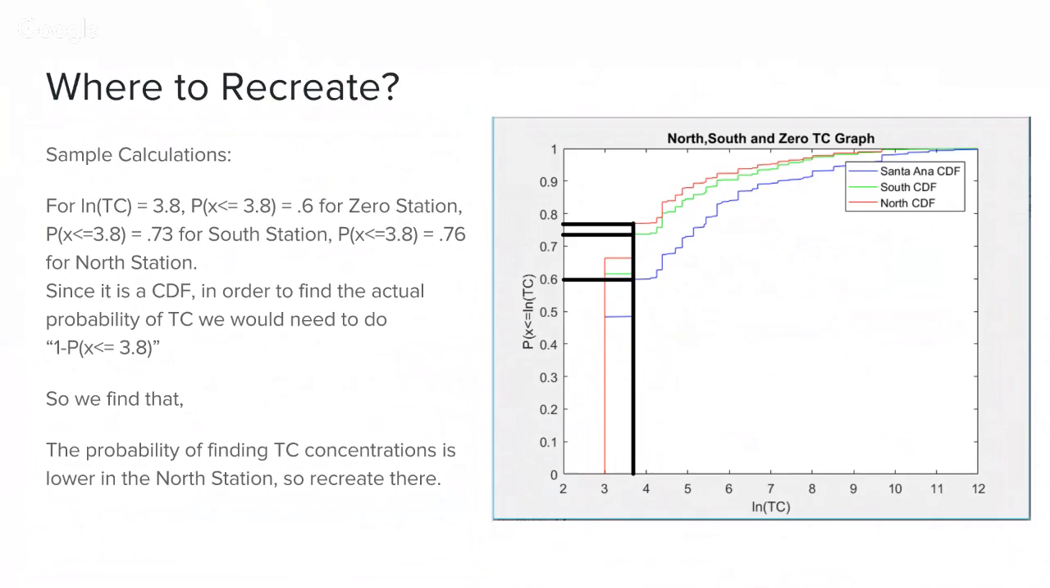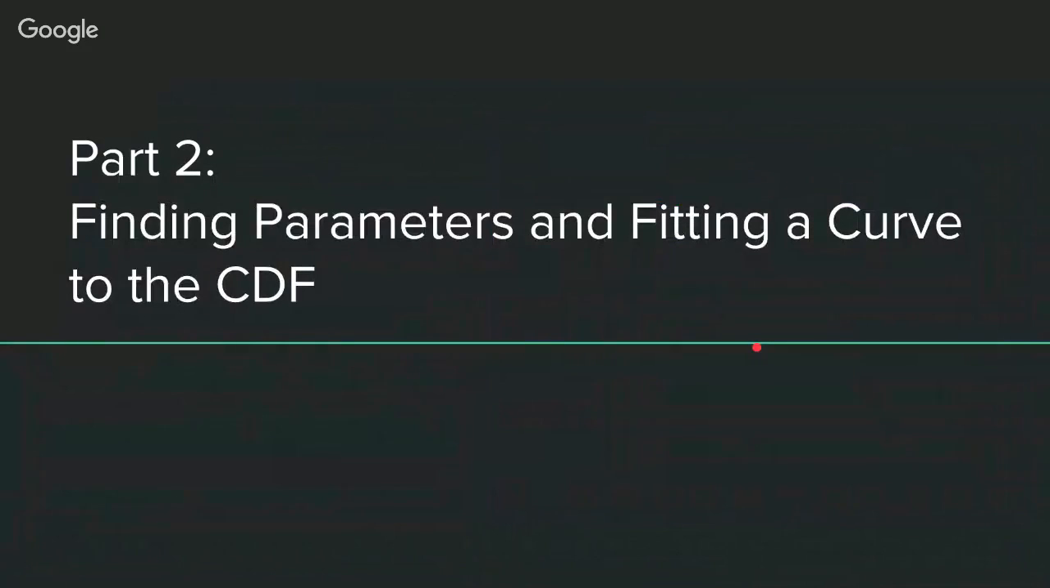So what that means is, if you look at the south station and the north station, those have a higher probability of a lower concentration, so those are better areas to recreate in. The north station will actually be the best one to recreate in because you have the highest probability of having the lowest concentration of TC. So next was part 2, and I'm going to let Darren take care of that.